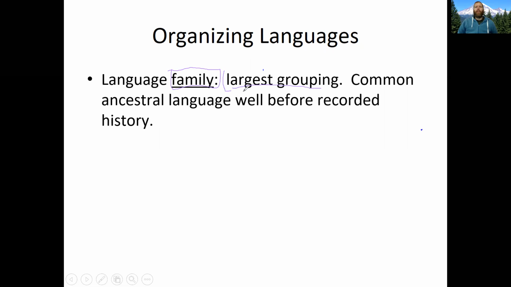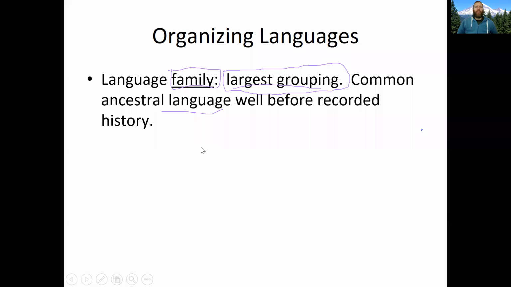So I think about it in two ways. First of all, it's the largest grouping, and it's where there's commonalities in the language. And we'll talk a little bit more about how you can figure out if something belongs to one family or another. But essentially, for every language family, there was some common ancestral language. And sometimes people have guesses as to what that language was, and sometimes not. But it's before recorded history, so we have no evidence of it necessarily. We don't have it written down, and we certainly don't have it recorded. So that's a language family, okay?